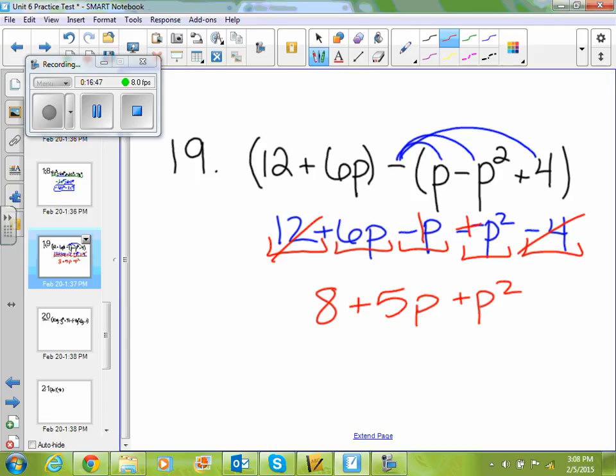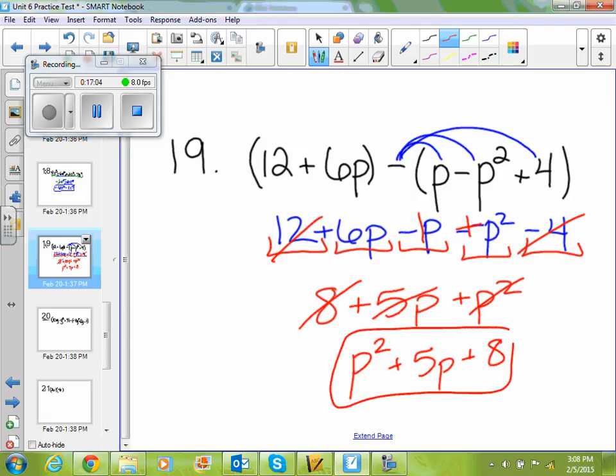Is this in standard form? No. What comes first? Okay, so once all said and done, you should have p squared plus 5p plus 8.